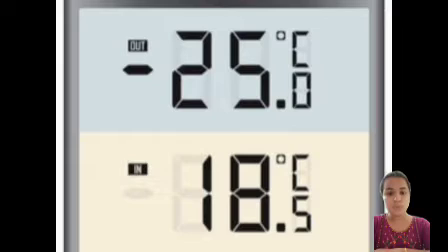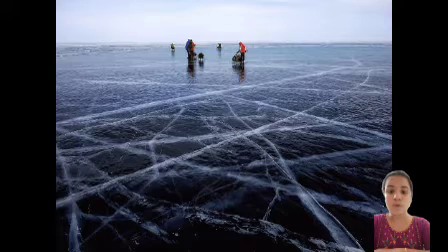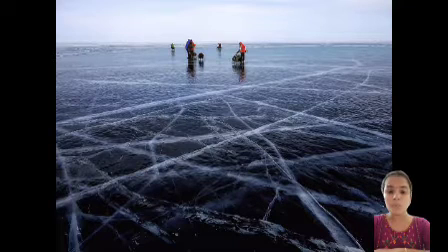Another situation we know is the temperature which is below 0 degrees Celsius is very cold and we know the water will freeze.